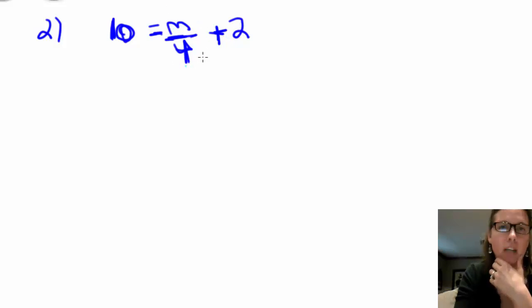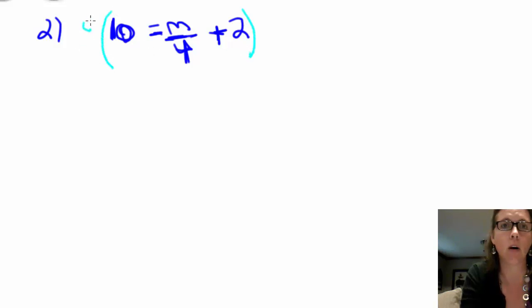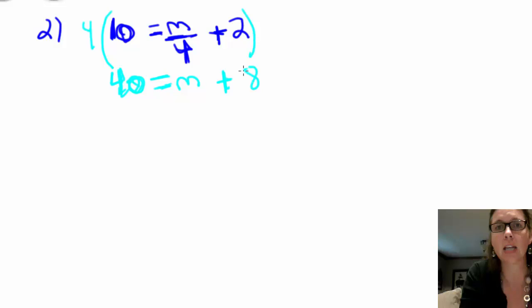If you want to get rid of this fraction from the beginning, you can. Now if that doesn't bother you, then you can leave it and deal with it later. Or you can multiply everything in here by 4. So this would end up being 40 equals, this will just leave you with m, because 4 times m is 4m, divided by 4 would just leave you with m, and then 4 times 2 is 8.